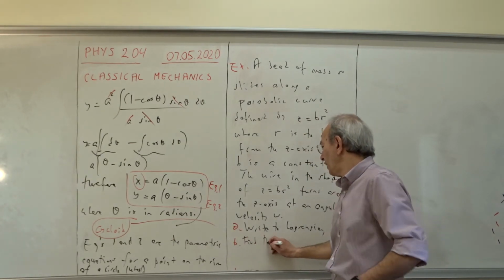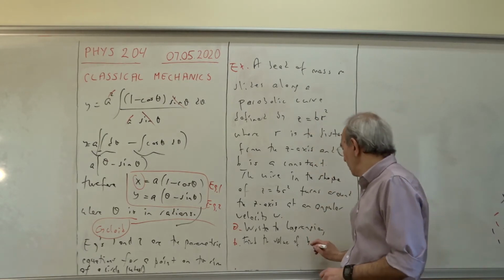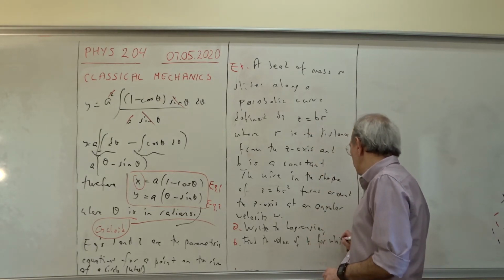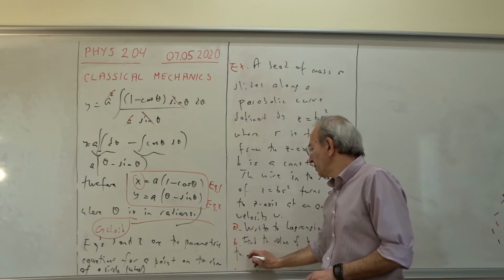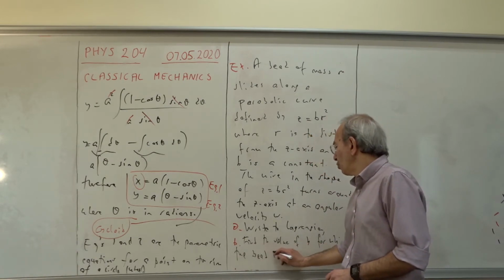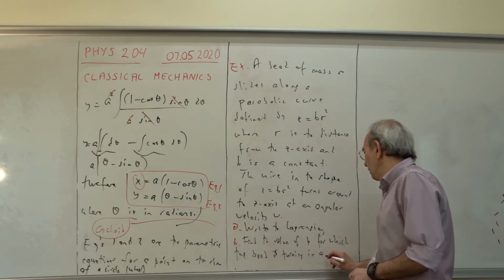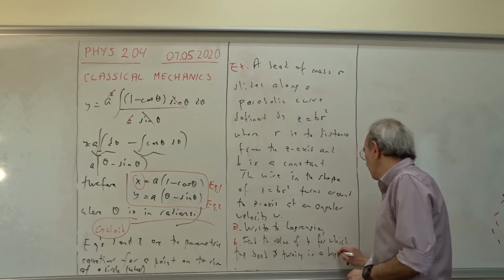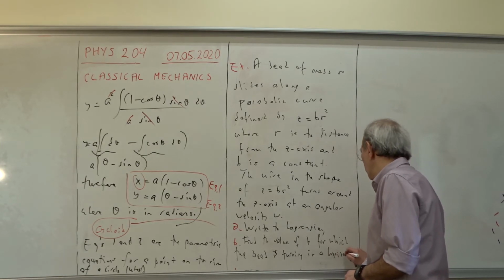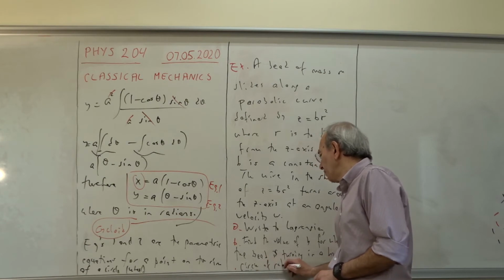Find the value of constant b for which the bead is turning in a horizontal circle of radius r.